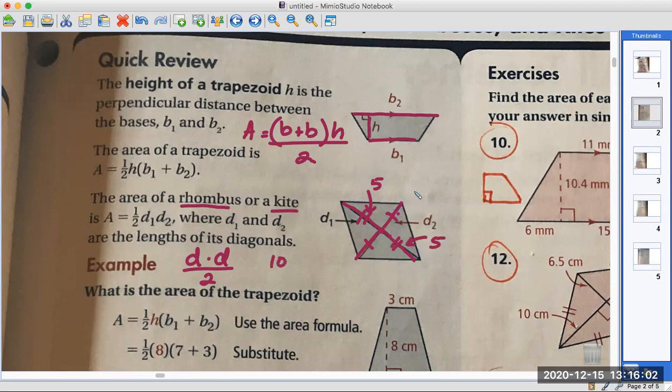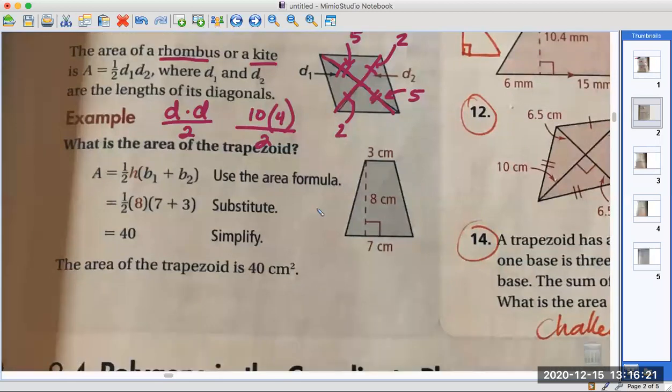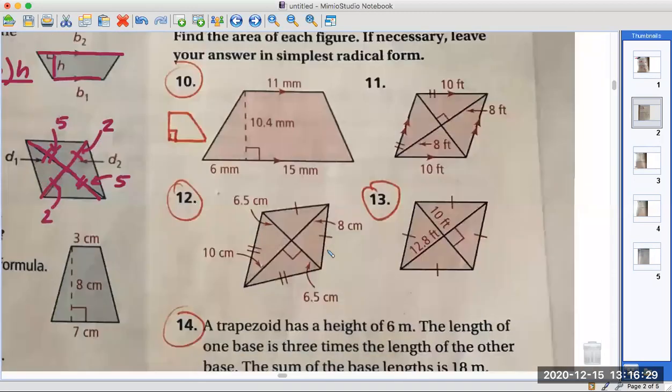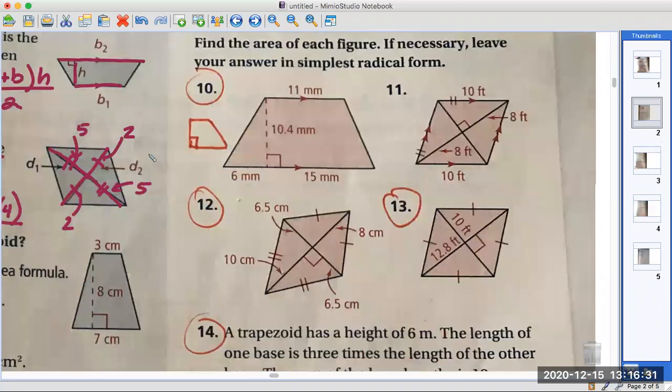And if this part, let's say, is 2, and this part is 2, you have to add those 2 to get the total. So that would make it 4. And then you would multiply those numbers and divide by 2. I'm just showing you another example. So that's a rhombus or a kite. And then we have an example how to find the area of a trapezoid. And then you're going to come over here for the exercises.